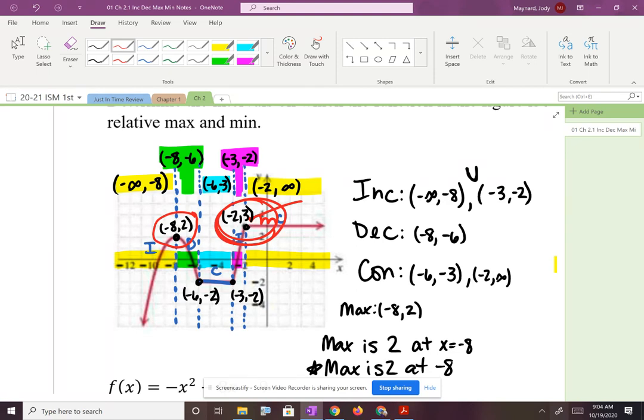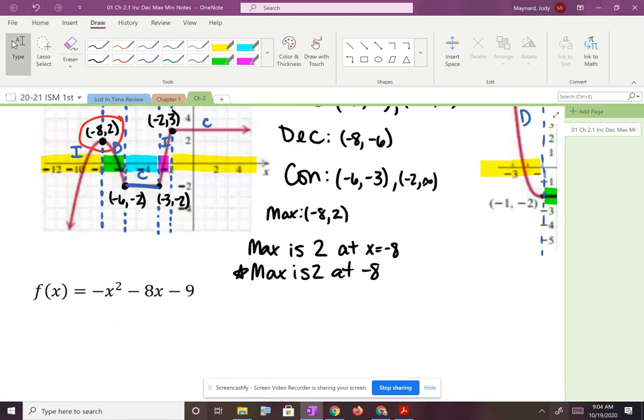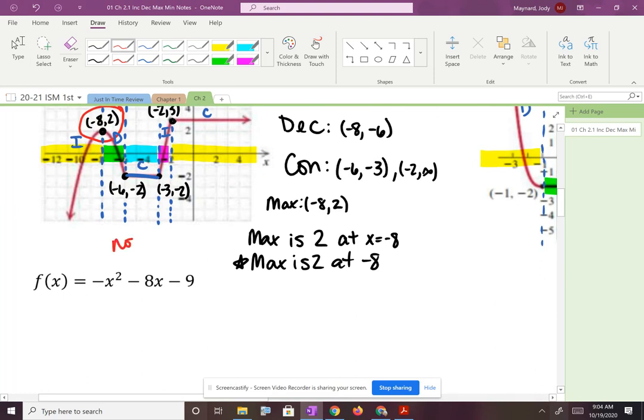But same thing with these. Are these two minimums? No, because they're not lower than all the points around them. They're the same as some of the points around them. So this one, there's no minimums. No min. Okay, that one has no minimums.